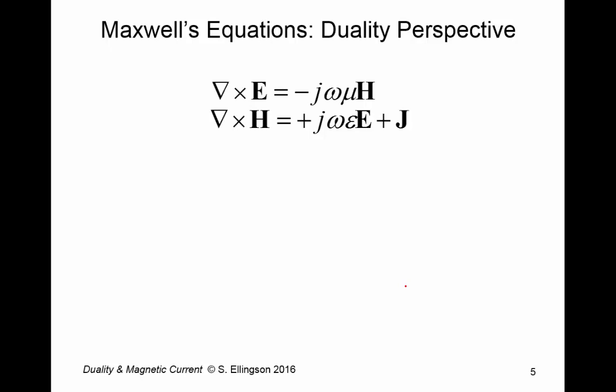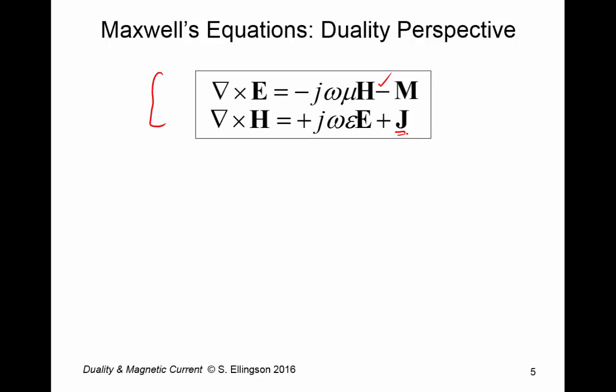Now let's examine the Maxwell curl equations from the perspective of duality. So here's Maxwell's curl equations as you have previously encountered them. Simply put, the curl of E is minus j omega mu H. The curl of H is plus j omega epsilon E plus J, and this is where the current source comes in, the electric current source.